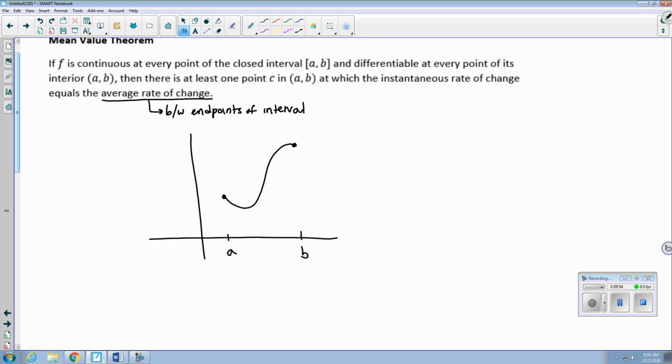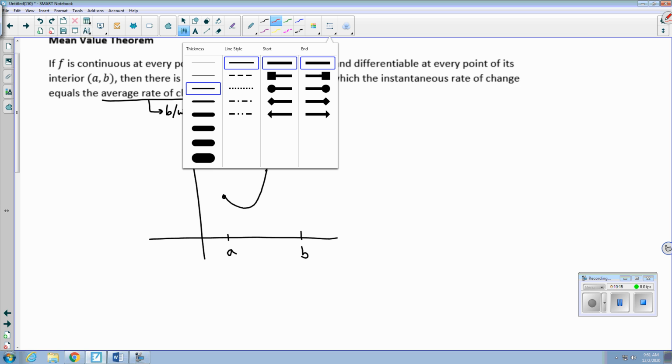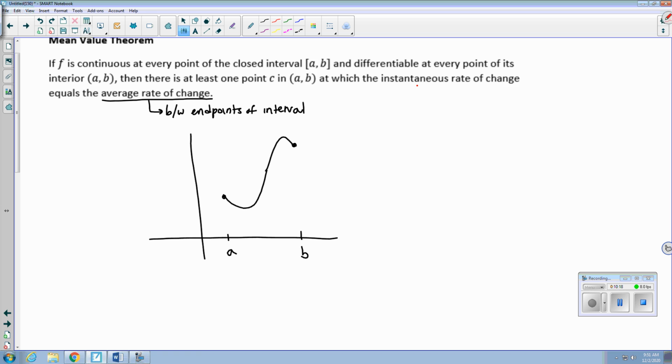I'll actually put another peak up here. So I draw a function from A to B, and it's clear that the outputs at the endpoints are not the same. It's differentiable at every point still. It says the instantaneous rate of change should equal the average rate of change. So visually, what does that mean? Instantaneous rate of change, we know, is the slope of the tangent line. And then visually, what's the average rate of change? Well, that's the slope of the secant line.